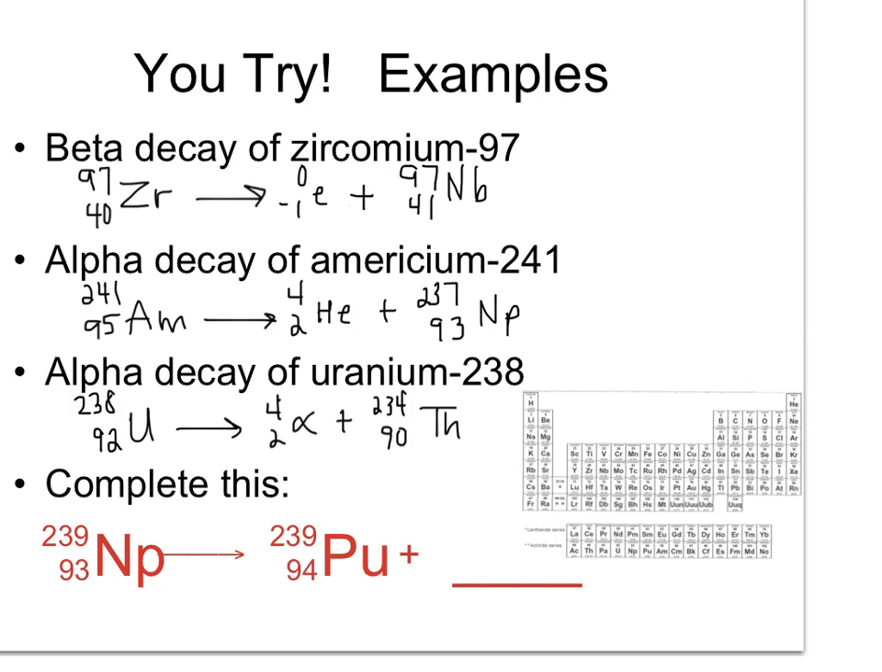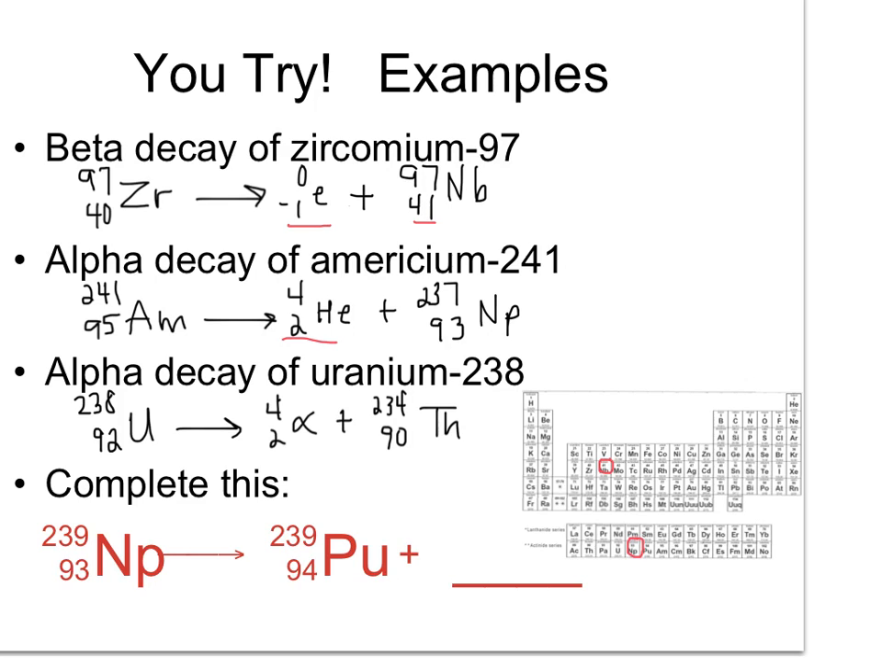Okay, for the first example, beta decay of zirconium-97, you can see that on the right-hand side, I have put the beta particle. 97 minus 0 is 97, 40 minus -1 is 41. We're looking up the new identity of number 41, which is niobium. For the second example, alpha decay of americium-241, we're going to put the alpha particle on the right-hand side. 241 minus 4 is 237, 95 minus 2 is 93, and then we're going to go to the periodic table and look up who number 93 is, and you can see that's neptunium, Np.